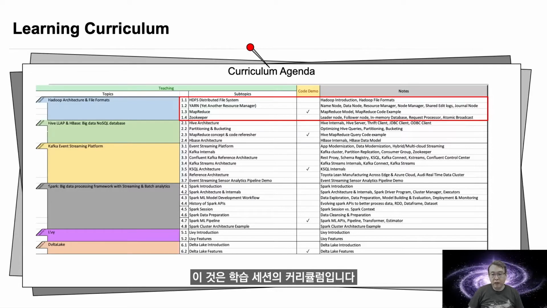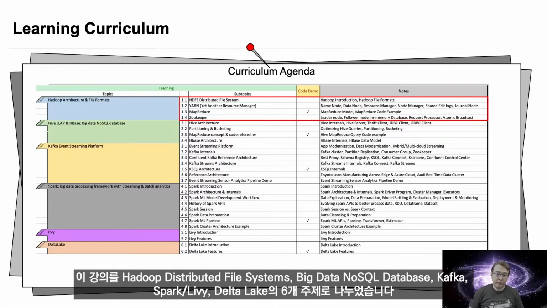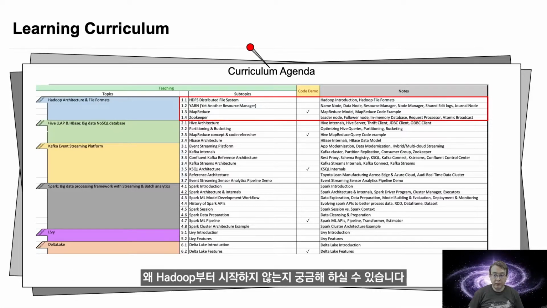Here's our learning curriculum for our session. I divided this workshop into 6 topics: Hadoop distributed file systems, big data NoSQL database, Kafka, Spark, and Libby, and Delta Lake. Some people might wonder why I didn't start with Hadoop.